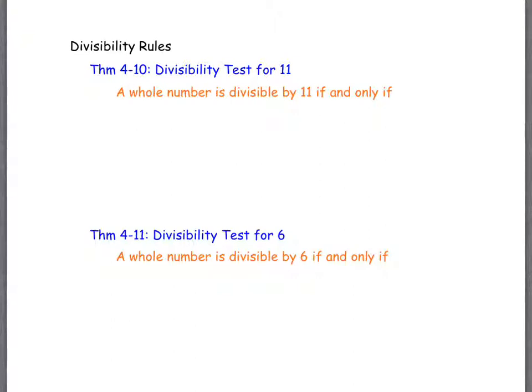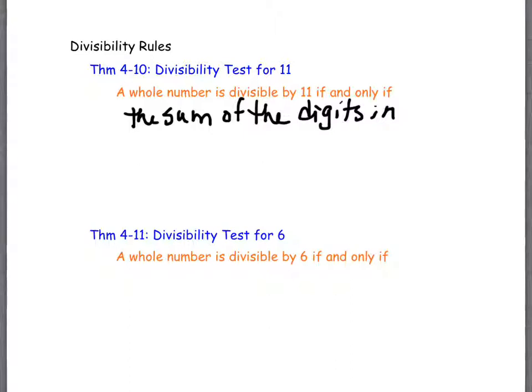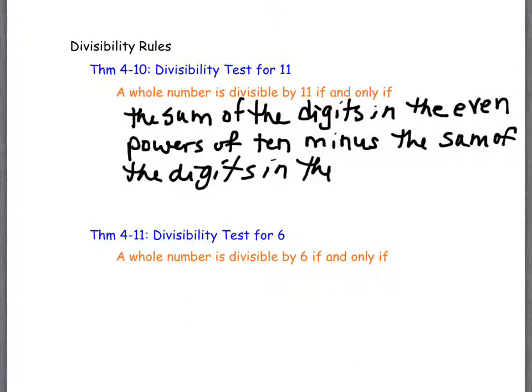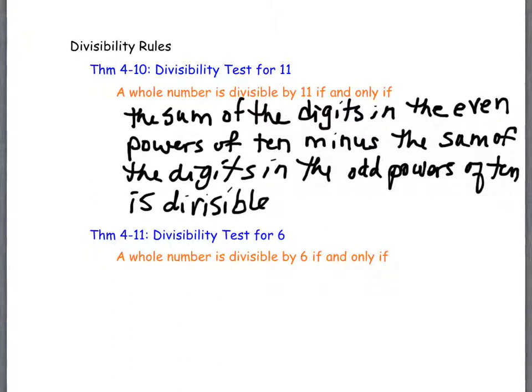So a whole number is divisible by 11 if and only if the sum of the digits in the even powers of 10 minus the sum of the digits in the odd powers of 10 is divisible by 11.